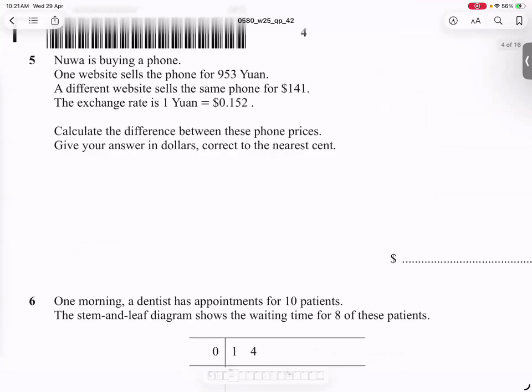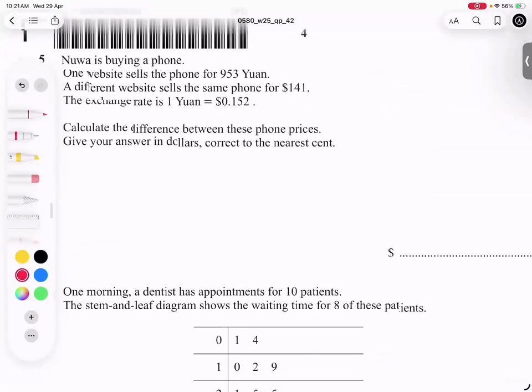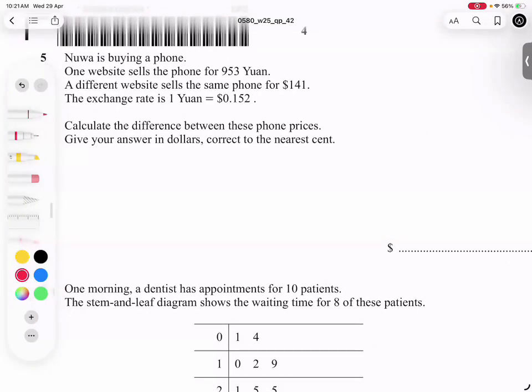Question number 5. Buying a phone on a website, the price of this is 953 yuan. And on a different website it is $141. And the conversion rate is given. We have to find the difference between them, but in dollars, it means I have to convert this yuan. So first of all, write two titles, yuan and dollars. 1 yuan is equal to $0.152.